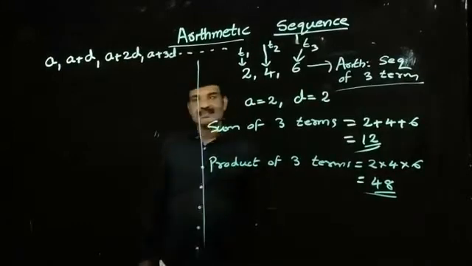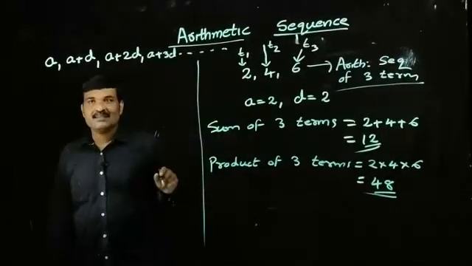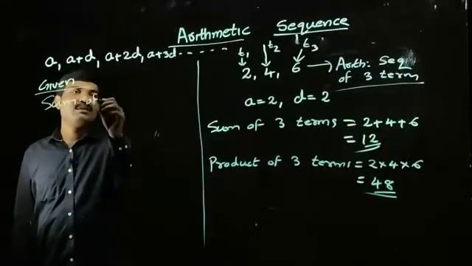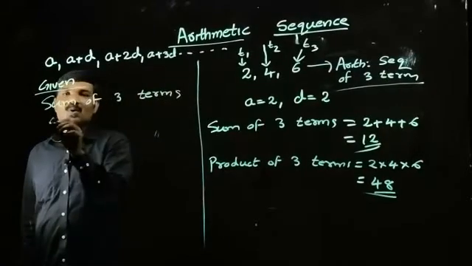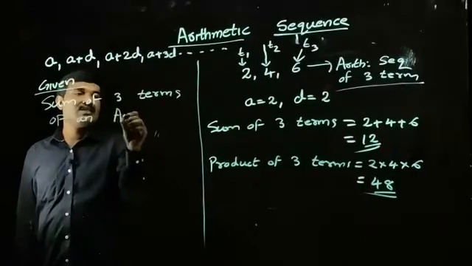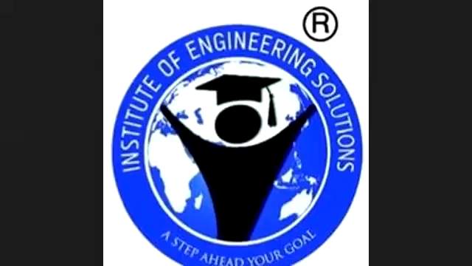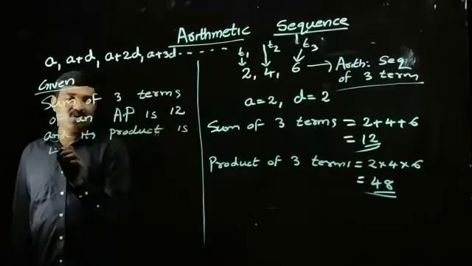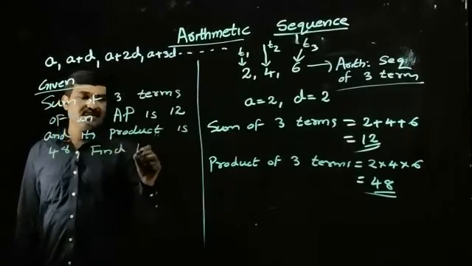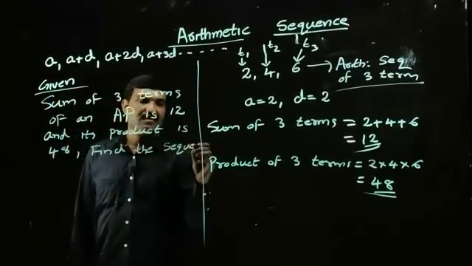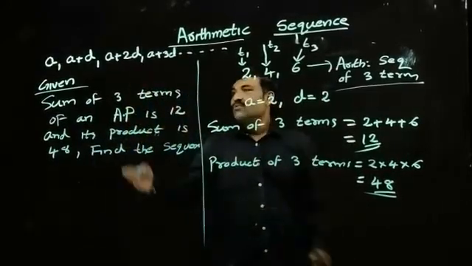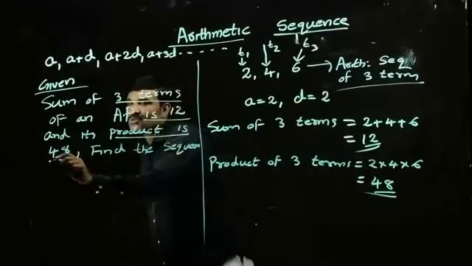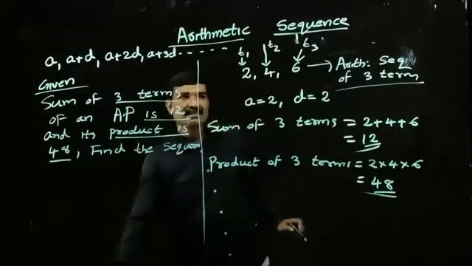Suppose I am forming a question. The question is: the sum of three terms of an arithmetic sequence or arithmetic progression is 12, and its product is 48. Find the sequence. This is our question. So the given condition is that the sum of three terms of an arithmetic sequence is 12, and the product of those three terms is 48. We want to determine the sequence.